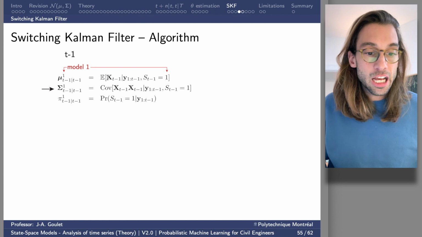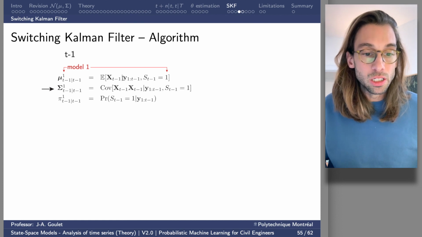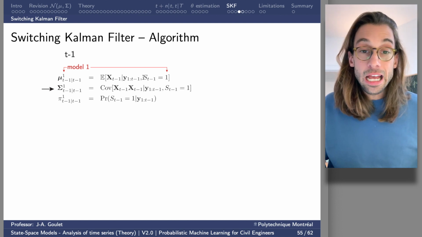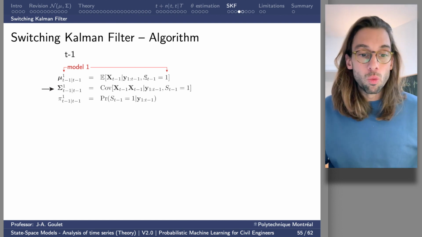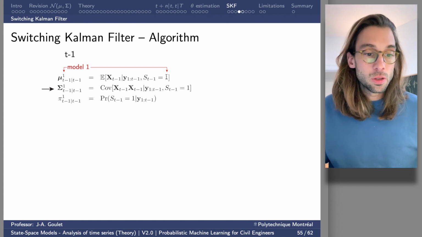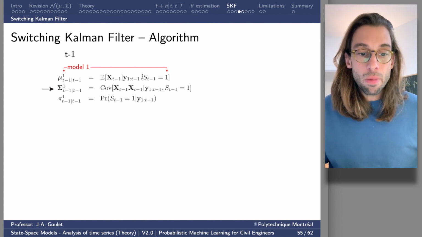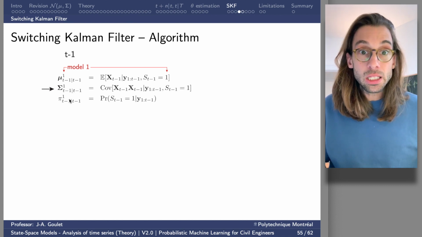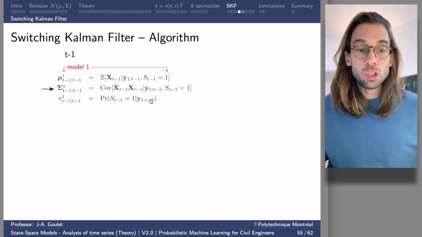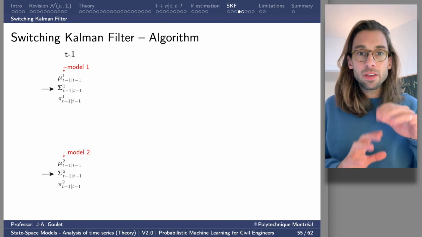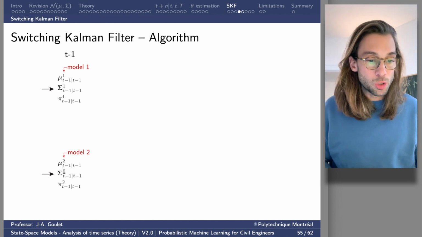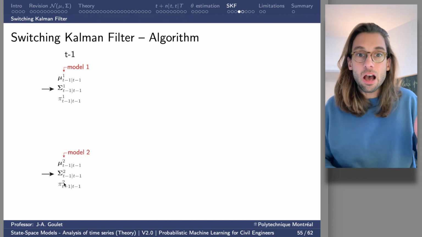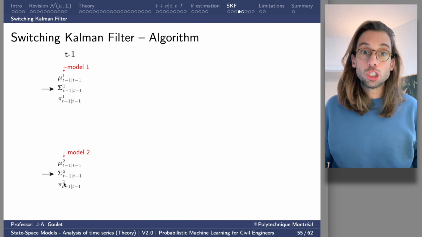So here it means expected value of x_{t-1} given y_1 up to time t-1, and that the regime at time t-1 was equal to 1. Okay, so this is my expected value for my first regime. This is the same thing, covariance for my first regime, and this is my probability of actually being at that first regime, given all the data I've seen up to time t-1. Then I have exactly the same quantity, but now with a superscript 2 to indicate that this is the same thing, but now for the model or the regime 2.